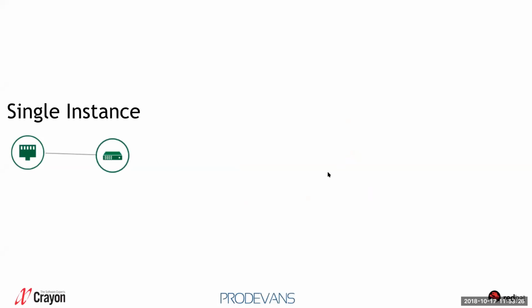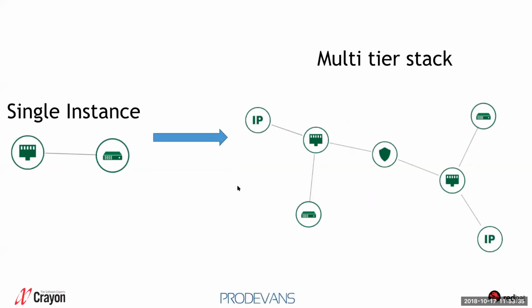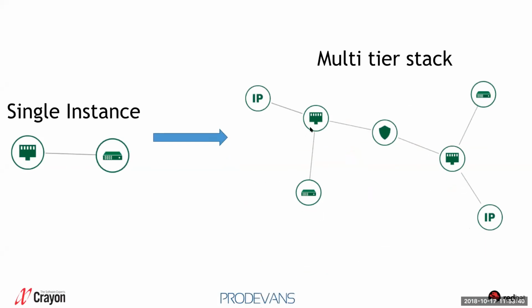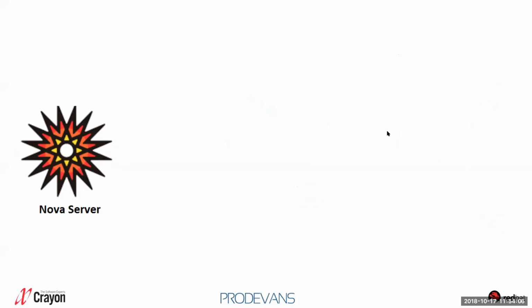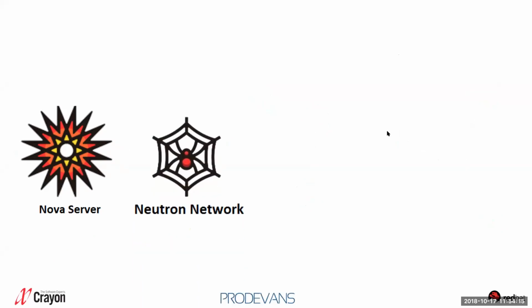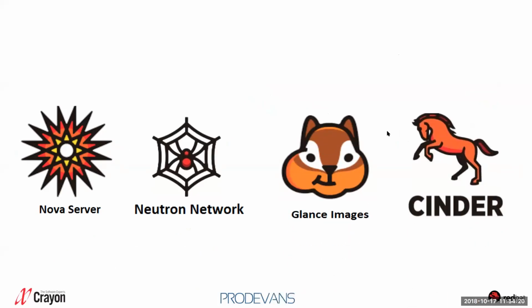So this is an example of a single instance, okay? That means an IP address, a port, and a server. But this is a multi-tier stack where you have more than one instance or more than one server, right? You could see the servers, plus you have security policies, you have IP addresses, and you have ports and switches and routers, right? So this is a multi-tier stack. For both, you can write a Heat orchestration template, one template or more than one template, so that it deals with the Nova server, Neutron network, Glance image, and Cinder storage. Okay, so your orchestration template works with all these four things.